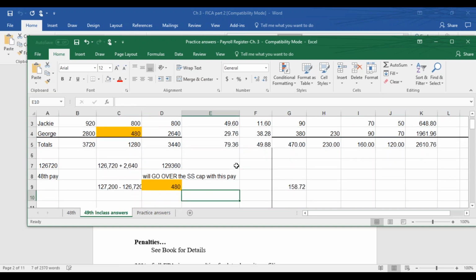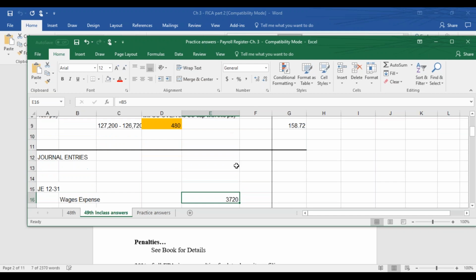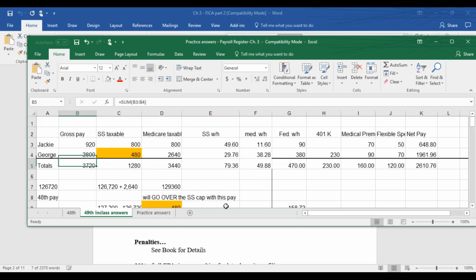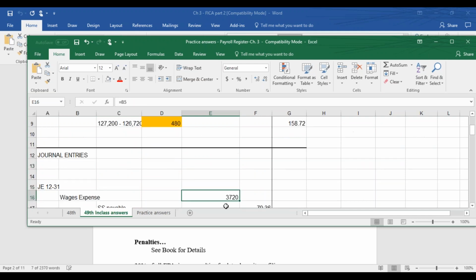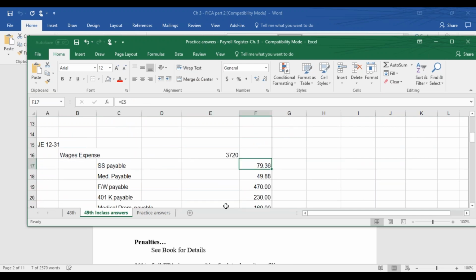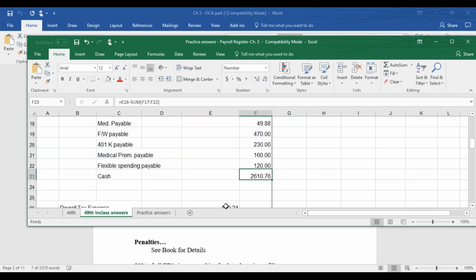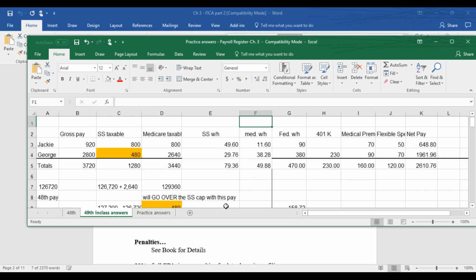So I'm ready to go down and do the journal entry. And what you should do is just reference your cells. So notice I have equals B5 for my wage expense, B5 being my total gross pay. And then the next one you'll see would be E5, so 7936. Here's that 7936 referencing cell E5. Going all the way down then to this number, your cash better match the 2610 over here, net pay.